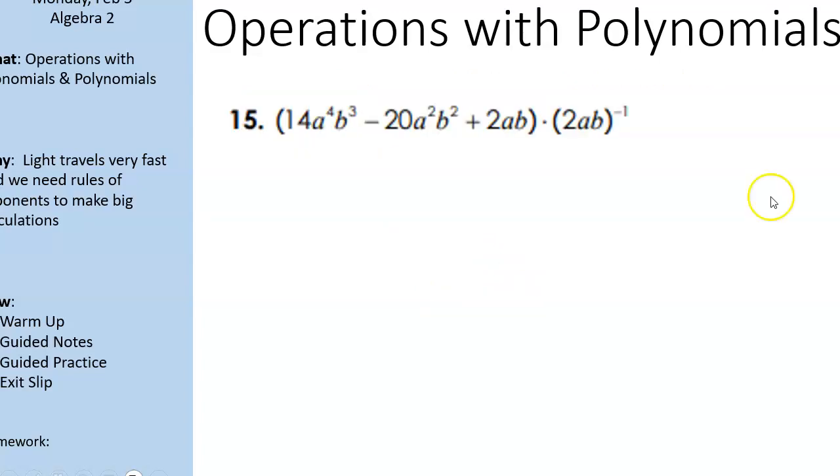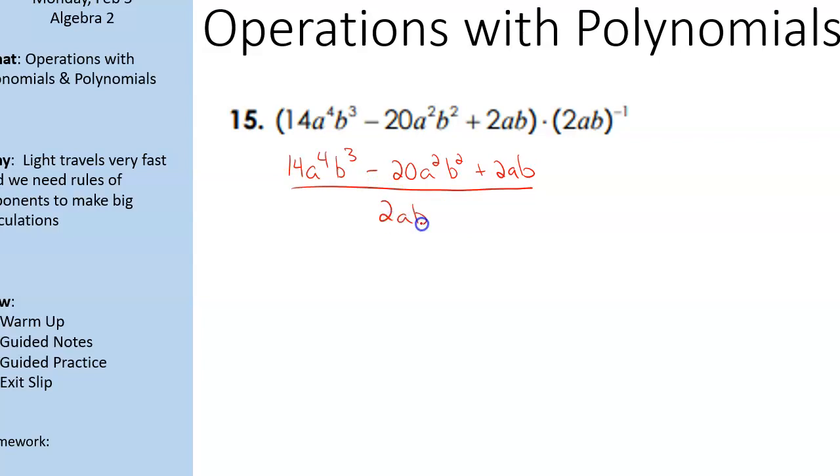Last but not least, we're going to do 15. 15 is still the same as dividing, but we have times 2ab all to the negative 1. So you're going to rewrite this problem as 14a to the 4th b to the 3rd, minus 20a squared b squared, plus 2ab. It is all divided by 2ab. Remember, multiplying by the inverse would be the same as dividing by it, okay? Alright, so we're going to separate this and go ahead and simplify by the division.